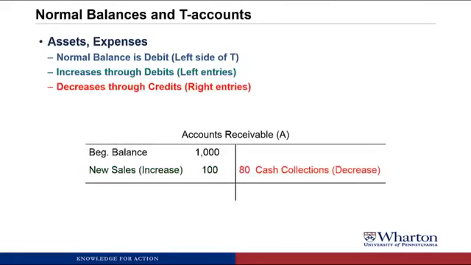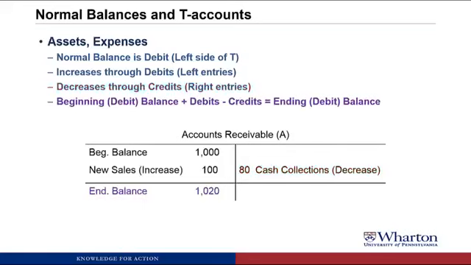Then when we collect cash from customers, it reduces accounts receivable. The customers don't owe us the cash anymore because they paid us, so the account has to go down. We reduce accounts receivable with a credit. We reduce a debit balance account with a credit entry. Then at the end of the period, we draw a line, add up the debits, subtract the sum of the credits, and we get an ending balance, in this case of 1020, which sits on the debit side because, again, it's a debit balance account.